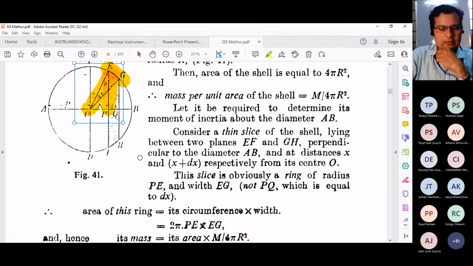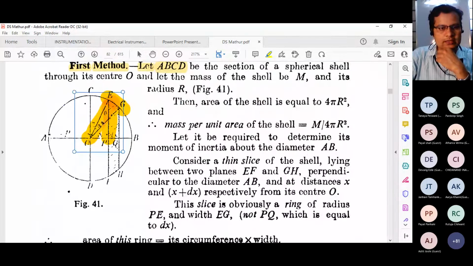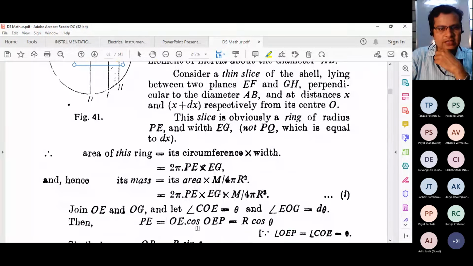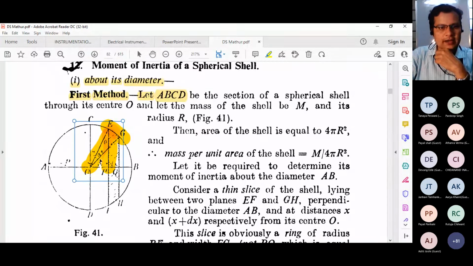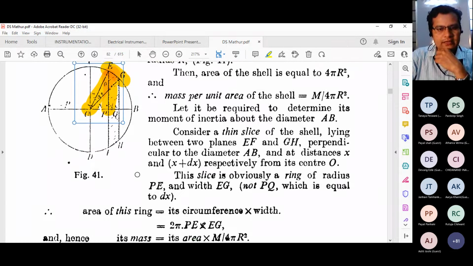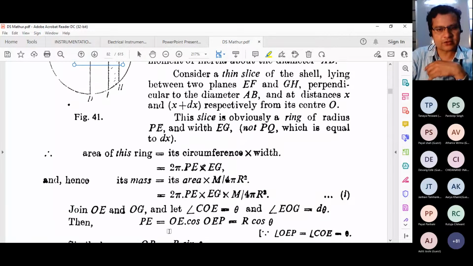I mean to say, you have to write down this PE value. So PE, that is a perpendicular, you can write down as OE and cosine of that angle OEP, right? Cosine of the angle OEP multiplied by OE gives me the PE. So we need to find the dimensions of PE over there, because this is the radius of that ring, and we need to determine the value of PE and the value of EG.